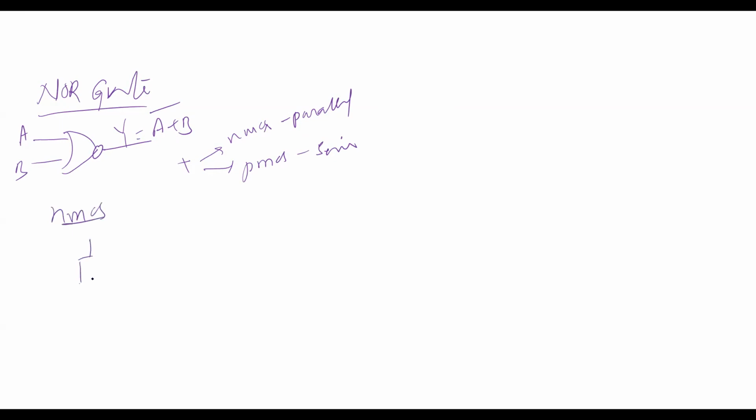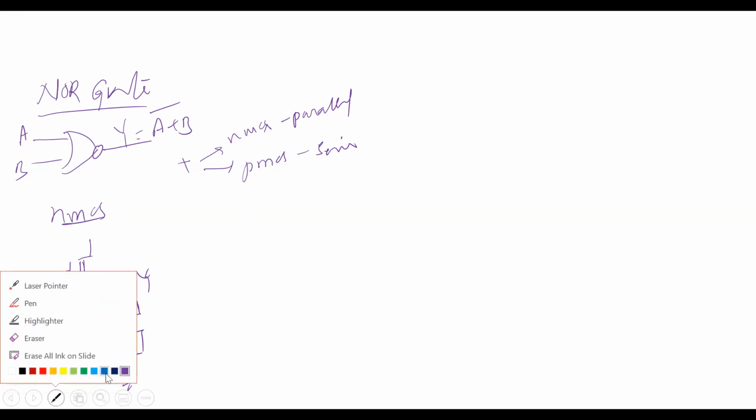In NMOS technology, there is one NMOS load, of course a depletion load, so the gate is joined together like this. This is the output Y. Because of two inputs, I can take one more device here. This is the A transistor. This is the B transistor.